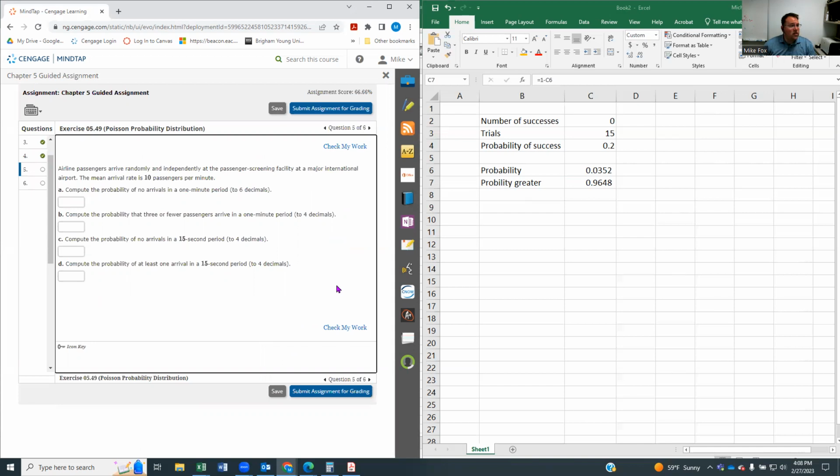So this tells us airline passengers arrive randomly and independently at a passenger screening facility at a major international airport. The mean arrival rate is 10 passengers per minute. So I know this is a Poisson probability distribution because we use these distributions for measuring rate, like the number of passengers per minute or cars that pass a place per hour or whatever that is. So look for that relationship when you're not sure if it's about the number of things happening per amount of time. That's how you're going to identify it as using the Poisson distribution.